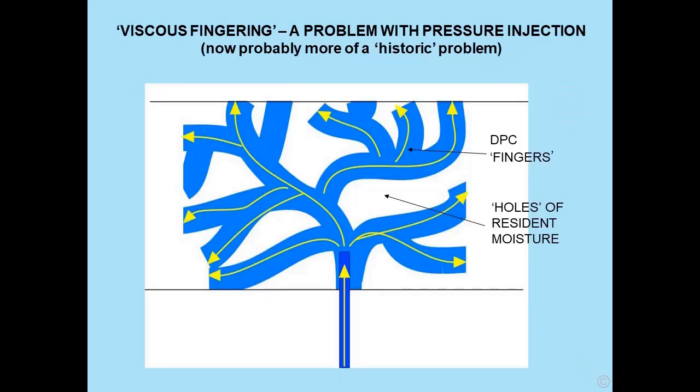One of the problems with high pressure injection, which now is really more of historic interest because I don't know anybody who actually uses it, is that when the injection is applied under high pressure, the DPC forms fingers. It does not push out the resident moisture in front of it. It simply forms fingers which follow the lines of least resistance. These, of course, leave holes of resident moisture through which water can still rise.